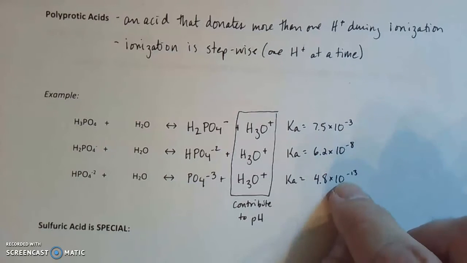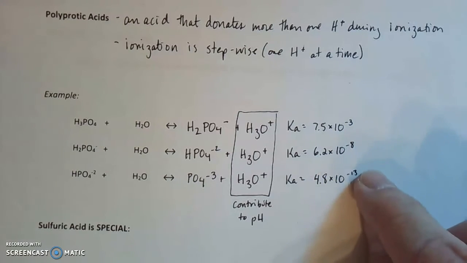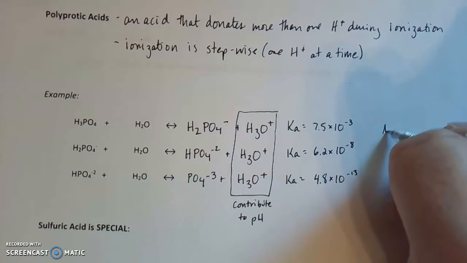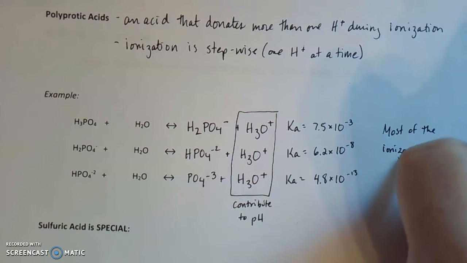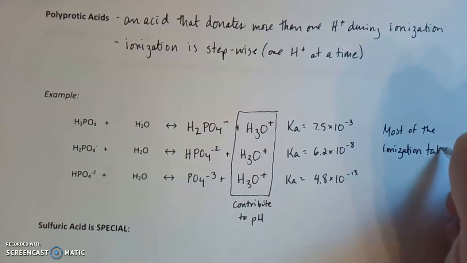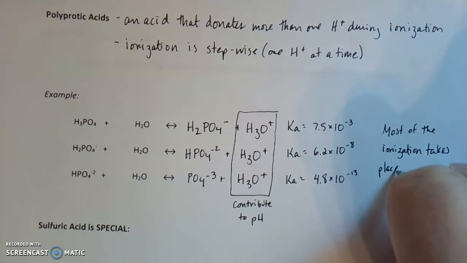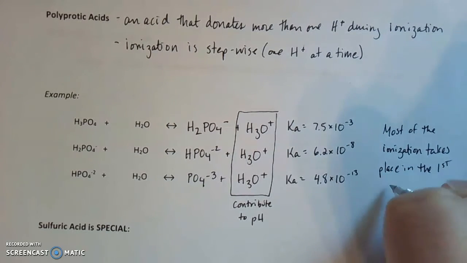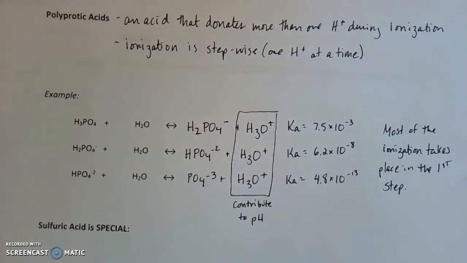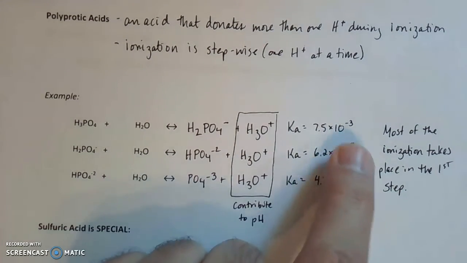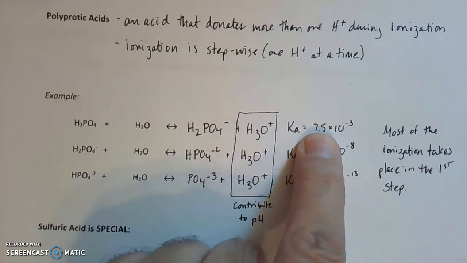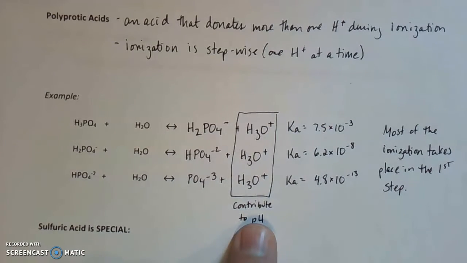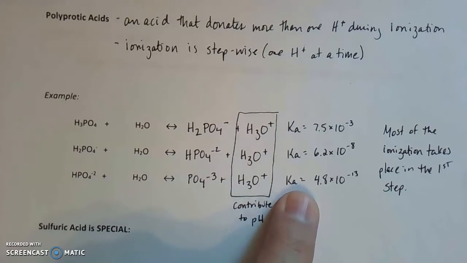So if we compare these values and they get very small quickly, we can conclude that most of the ionization takes place in the first step. That's not always the case, but for phosphoric acid, if these numbers are progressively smaller, then that means that this one is going to contribute the most to the pH. These may not even be significant enough.